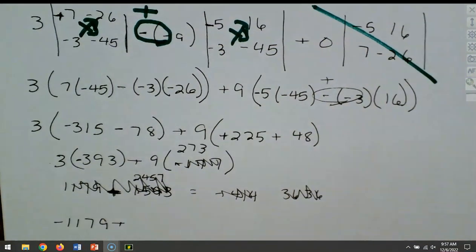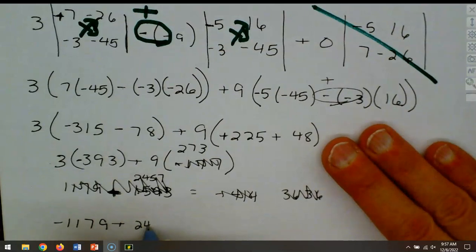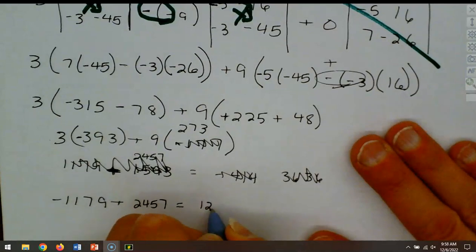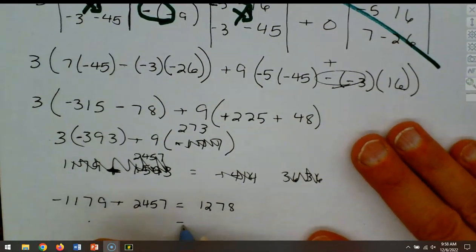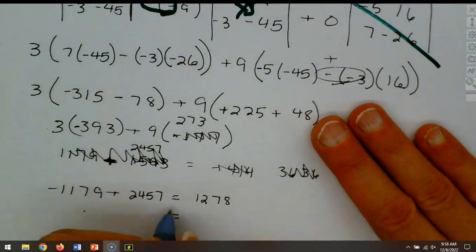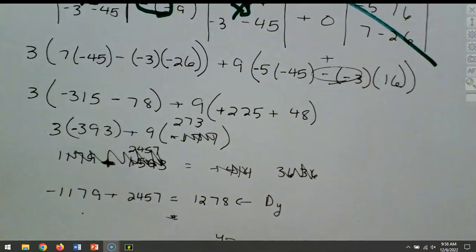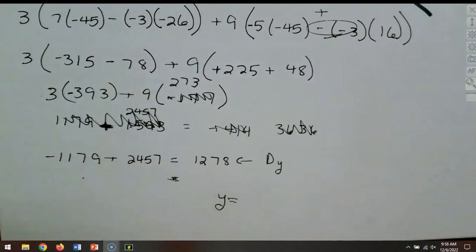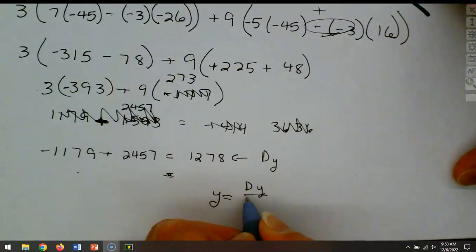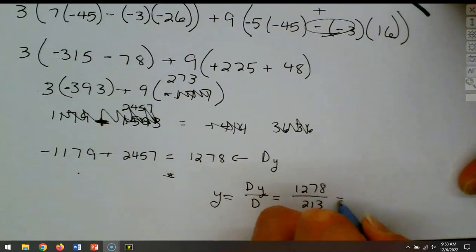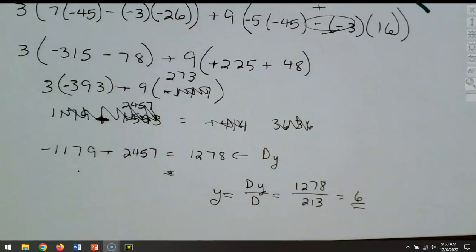Then we have a positive 9 times 273, and that is a 2457. And now we can take them away from each other, and hopefully we get something that's going to work. So that's 1278, and that gives me then y equals, so that's your dy there. Double check and make sure. Yes, it is. Okay, so we get all the mistakes taken care of. Y is dy over d, which is 1278 over 213, and that now comes out to be 6. So we know we did it correctly because we got a whole number.